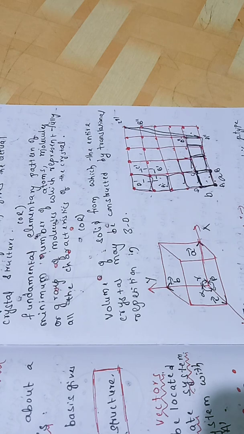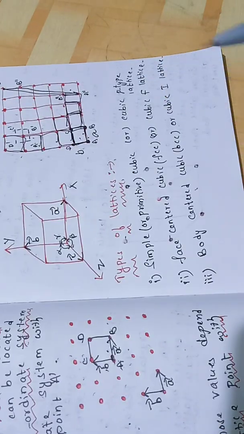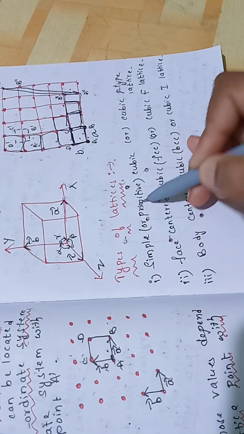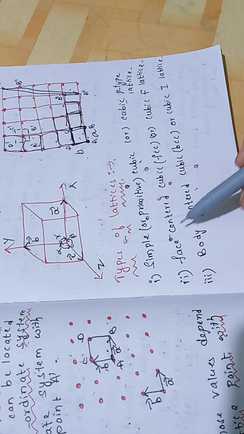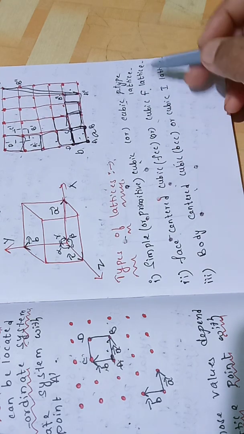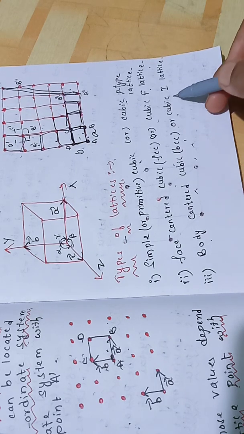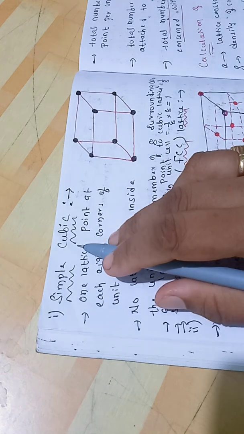Now next, lattice means the periodic arrangement of atoms. There are 3 types of lattices: simple or primitive cubic, or simply cubic P type lattice; face centered cubic lattice or cubic F lattice; and body centered cubic, that is bcc, or cubic I lattice. Now let us go through these types of lattice and then move to the 7 crystal systems. So first, the simple cube.